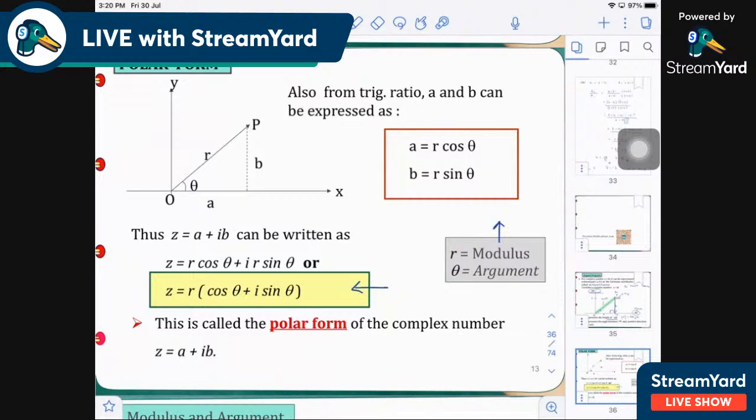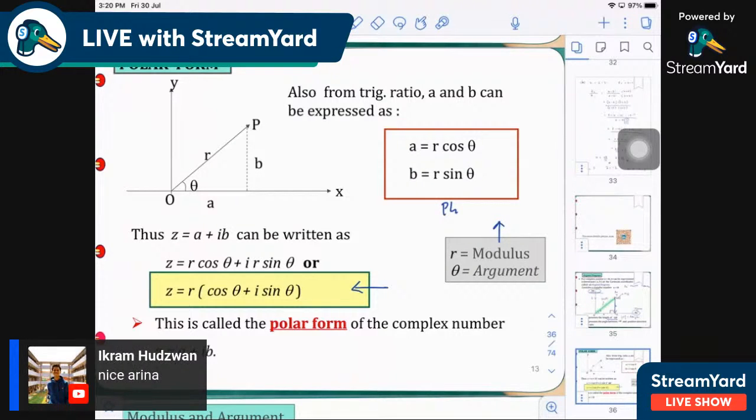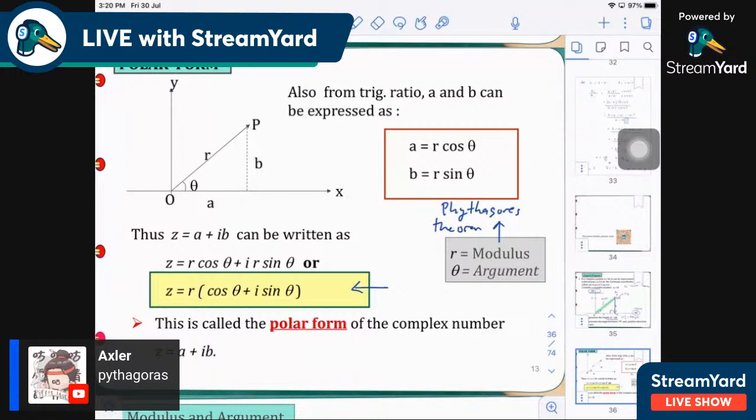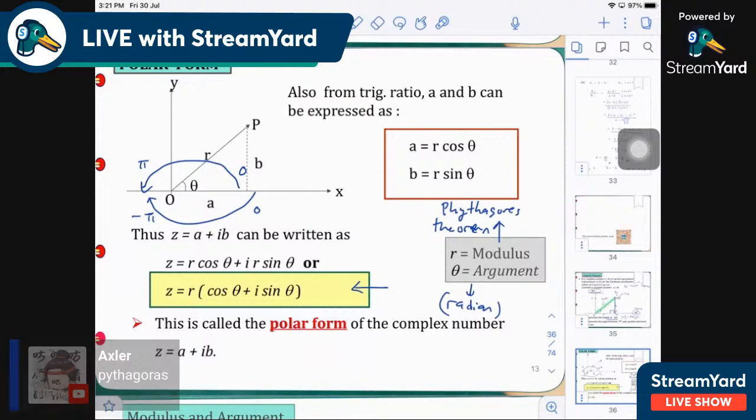Now the theta there is the argument. Let's see how we can use theta. Theta here is the argument, and theta is defined in radians, such that from here to here is from 0 to pi, and from here to here is from 0 to negative pi. So it's only until pi. If we go anti-clockwise, it is positive, and clockwise is going to be negative over there. I hope you all understand here.